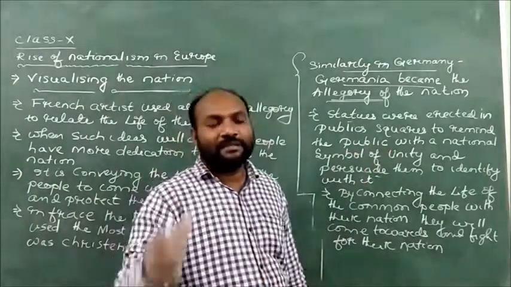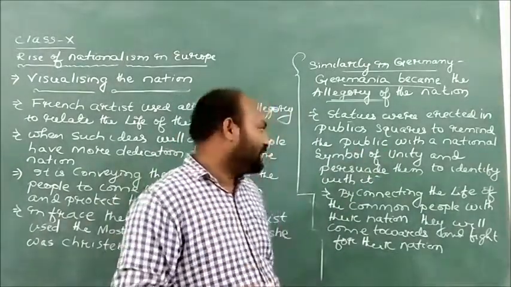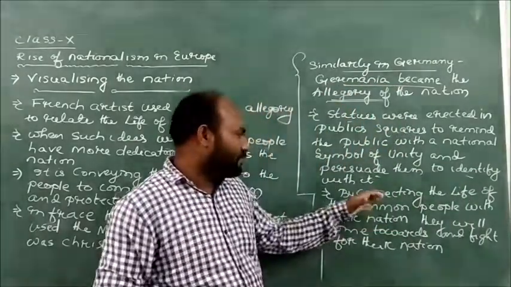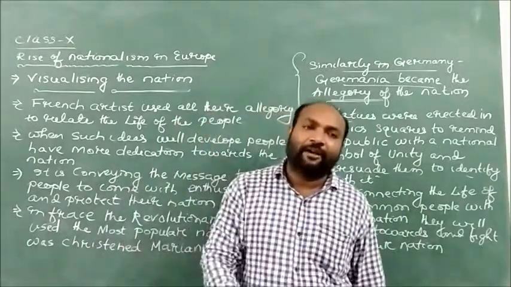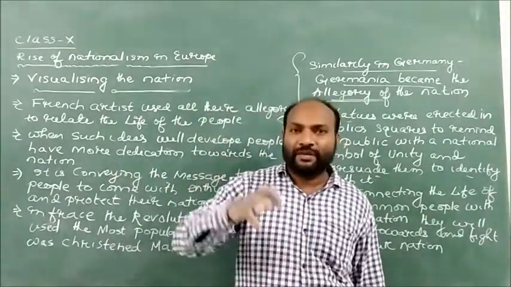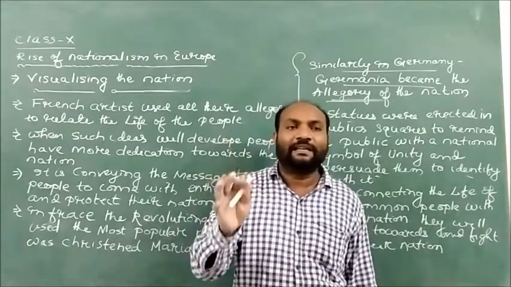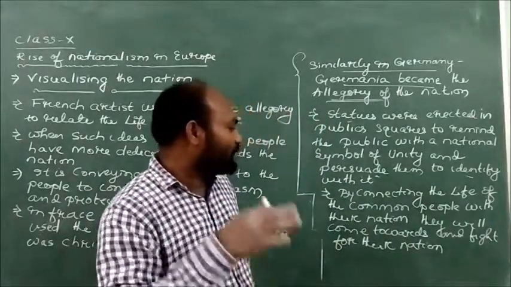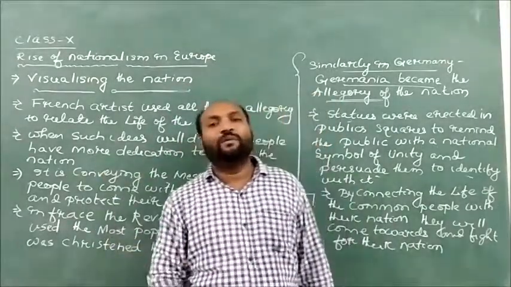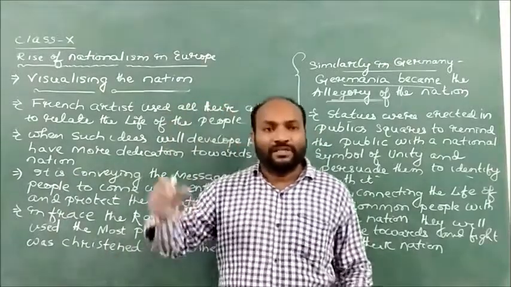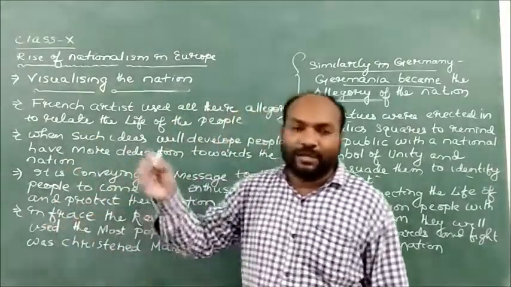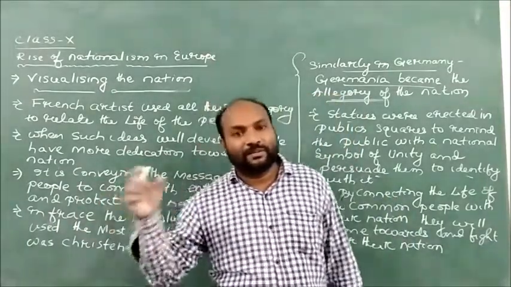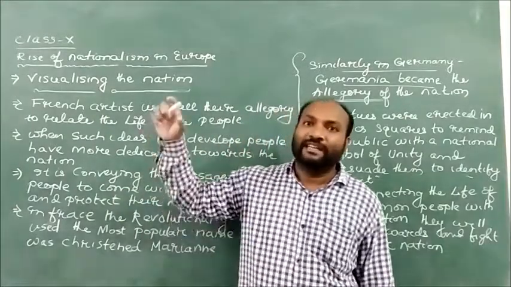And when they have such visions in their mind, they will be identifying with the nations and they will protect their nations. And also we see it is a way of connecting life with the peoples. So here the artists are using such allegory in order to connect the life of the peoples with the nations. And when the life of the peoples is connected, the peoples will come forward and they will protect their nations. So dear children, here we understood that when we are visualizing the nations, we are using different kinds of allegory, we are using abstract ideas in order to personify the nations here.